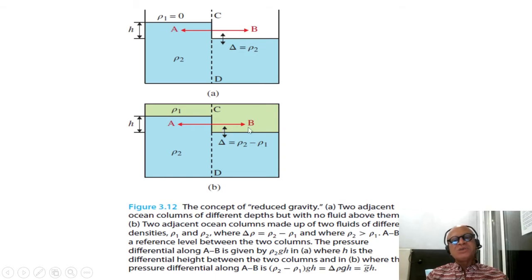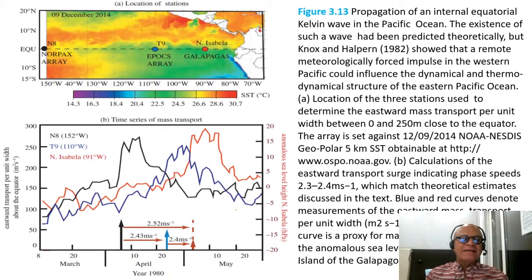You can imagine that if you perturb the buoyancy of a fluid here or here, the effective pressure differential is going to depend on the density difference and not the absolute density. That's all. So we have already said that before. And that gives us much more realistic gravity waves.